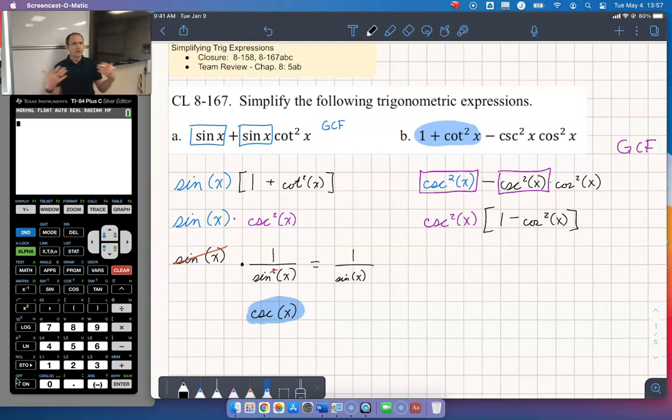Well, then I have a squared trig expression. I have a 1 there and a minus. So again, I'm thinking Pythagorean identity here. 1 minus cosine squared. Well, that is sine squared.